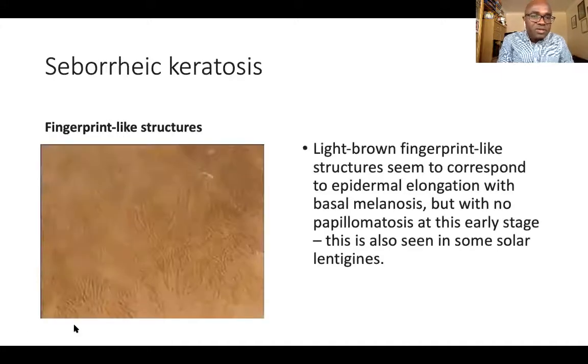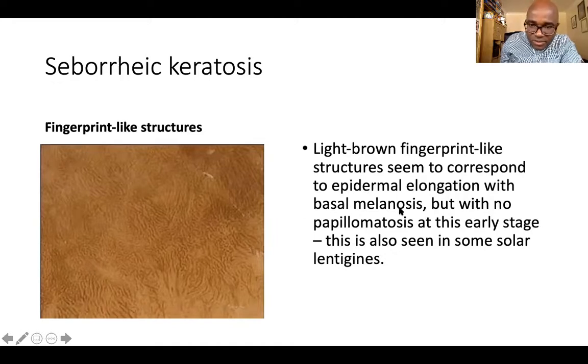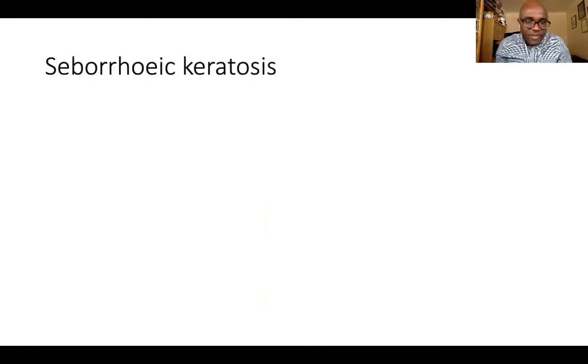Okay, so this is what the finger-like projections look like on seborrheic keratosis. The light brown finger-like structures seem to correspond to the epidermal elongation of the basal melanosomes, but with no papillomatosis at this stage. So these are a little bit flat, a little bit raised, but they look like finger-like projections. These are also seen in solar lentigos.